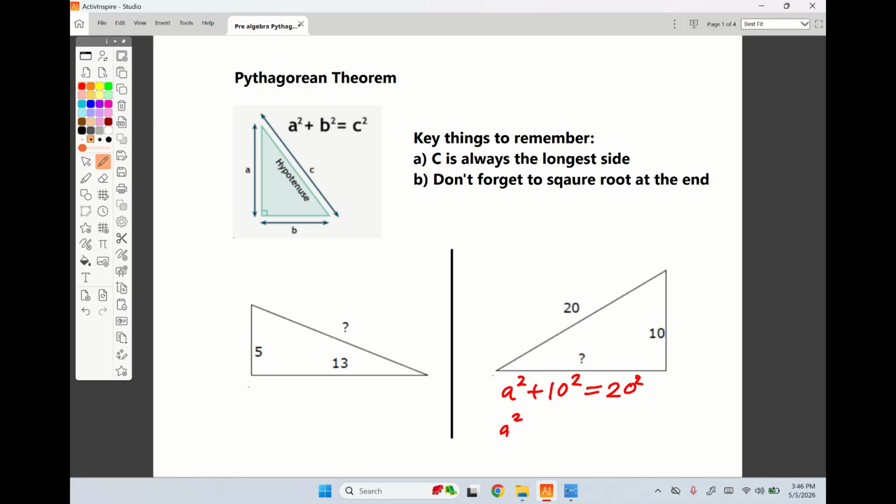So you end up with a squared equals 300 when you subtract 100 from both sides, and then square root. So the square root of 300 is 17.32. So we're going to do 17.3 because they usually ask for the nearest tenth. And if they say hundredth, just make it 17.32.